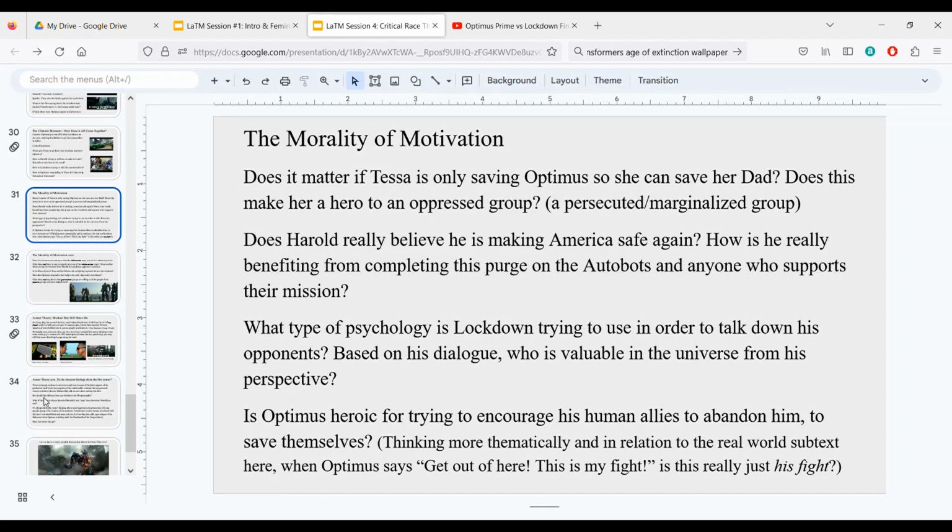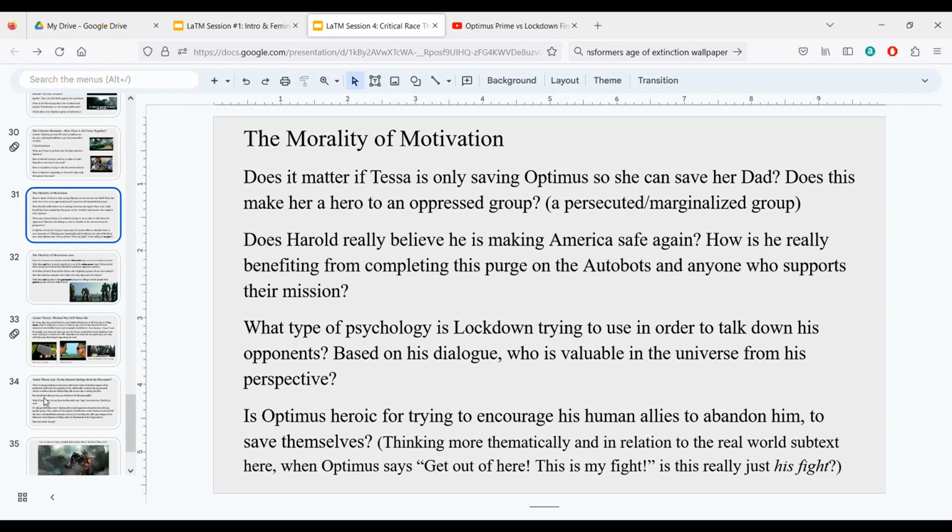Does Harold really believe he is making America safe again? How is he really benefiting from completing this purge on the Autobots and anyone who supports their mission? I don't think he really does. He's just kind of a generic bad guy to me, but Kelsey Grammer plays him well. But yeah, does he really believe it? I don't think so.